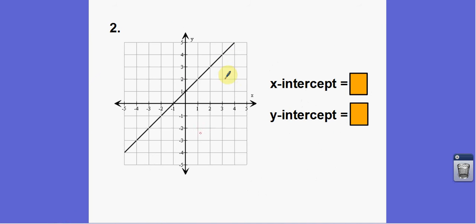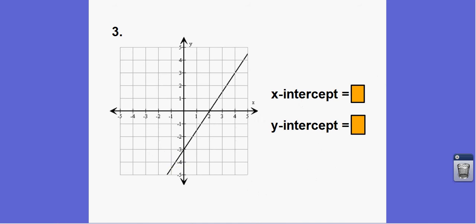Alright, let's take a look at another one here. The y-intercept, I'm going to start with that one first. This is my y-axis, so my y-intercept is 1. And my x-intercept is -1. Let's check to make sure that's right. X-intercept, -1. Y-intercept is +1, just like we thought it would be.